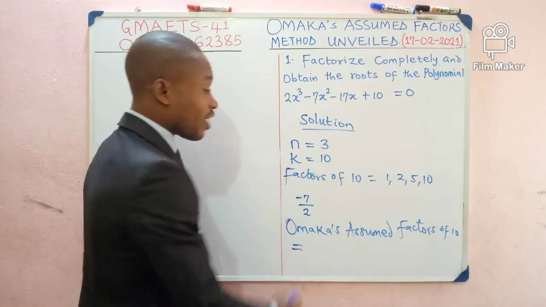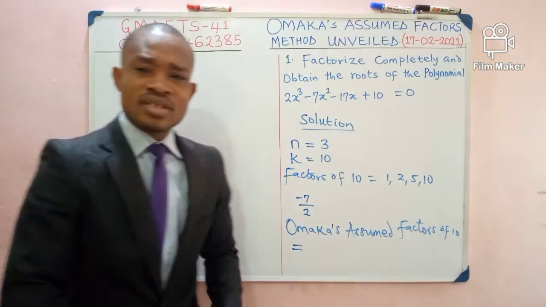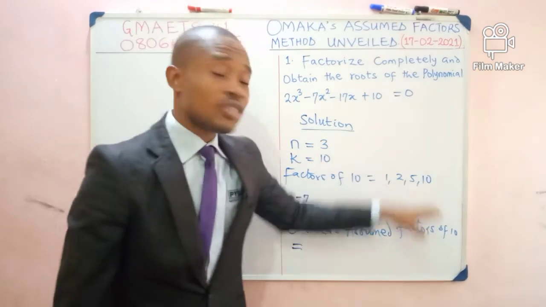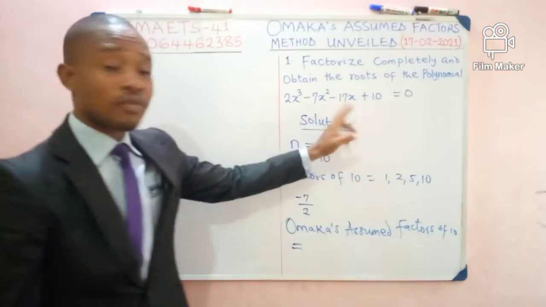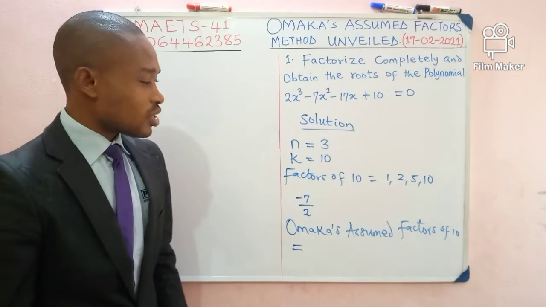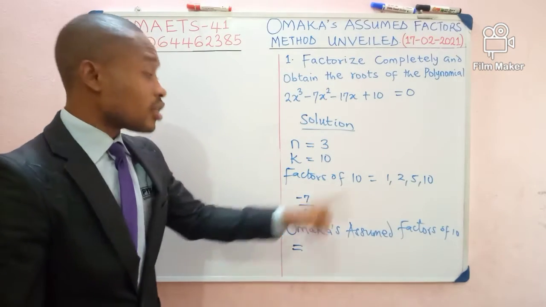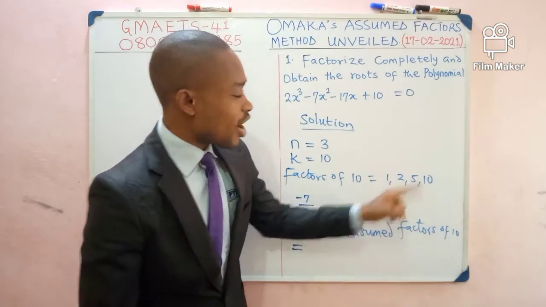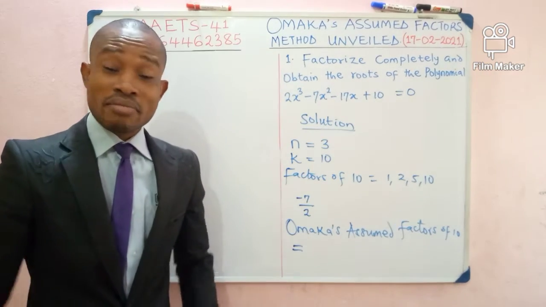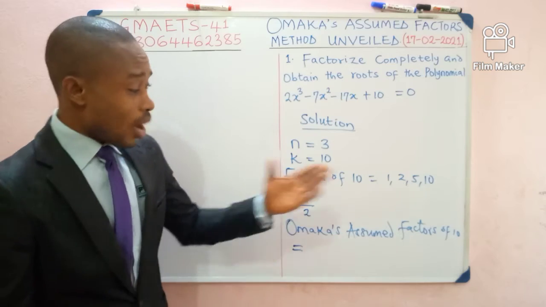Now the OMAKA's assumed factors would be, of course, this is a polynomial of degree 3. So coming to this factor, there must be 3 of the numbers here that will solve this problem for us. And of course, the numbers must multiply to give you 10. Alright? Looking at that clearly, 1, 2, 5 are the numbers that would have to do this for us.